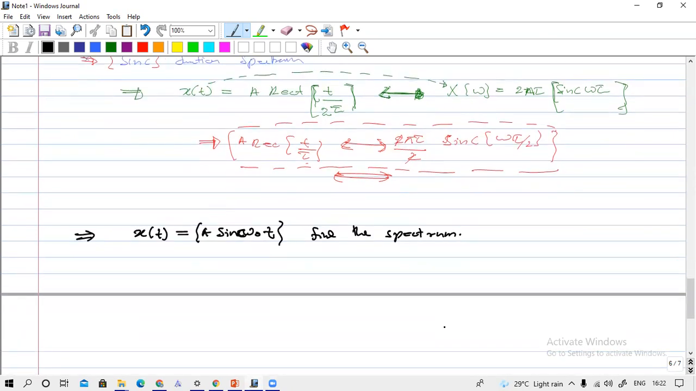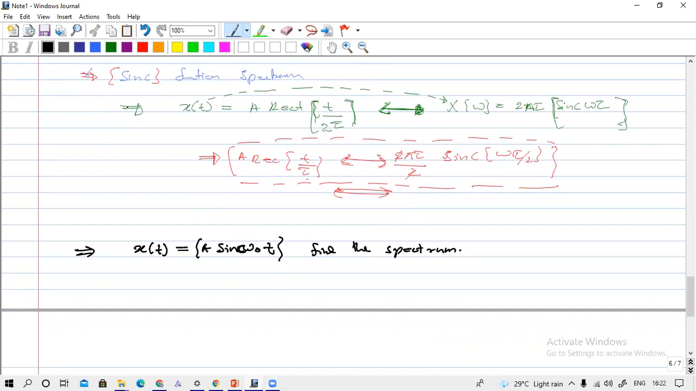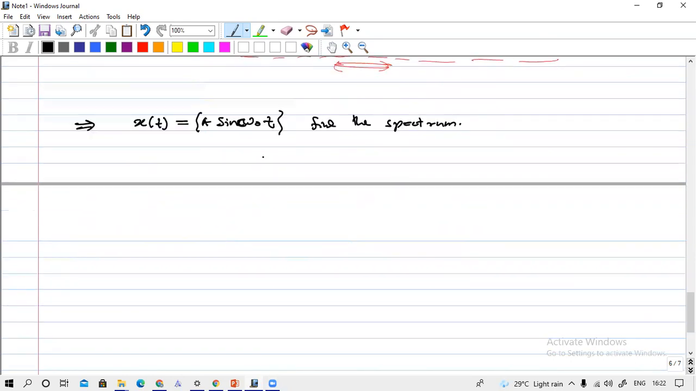So we know these things. If we have a rectangular pulse in the time domain, we have a sinc pulse in the frequency domain, like this. So if you want to find the spectrum, you have to find the Fourier transform of x(t), and after finding the Fourier transform, you get X(omega), the frequency domain signal.